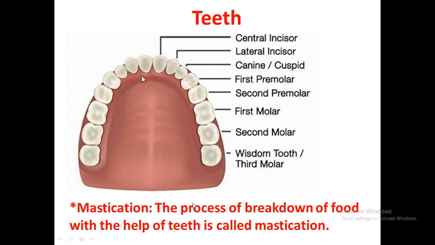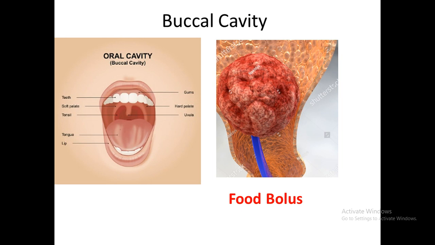So first, this is a physical breakdown of the food with the help of teeth. Then, when we break the food, it mixes with the saliva, which is secreted from the salivary glands. As we have already seen, salivary glands are present in the mouth, and when we chew something, they secrete saliva, which mixes with the food, and the food converts into a ball shape. This is known as food bolus.